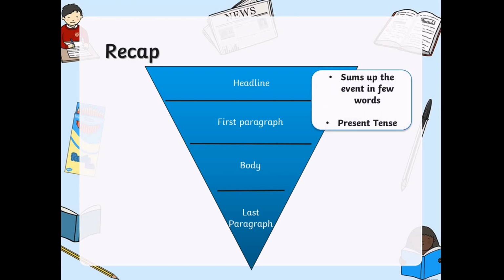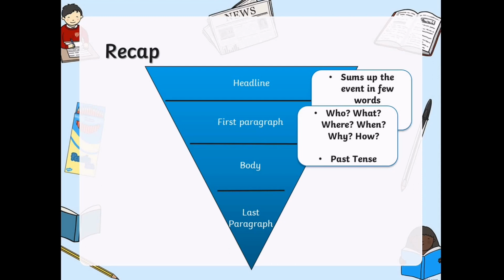Headline. A headline sums up the event in few words. It should be very interesting and it should be in present tense. Let's look at the first paragraph. The first paragraph should answer at least one of these core questions: who, what, where, when, why, how. In other words, the first paragraph should tell us what happened very briefly. We should also write the first paragraph in past tense.